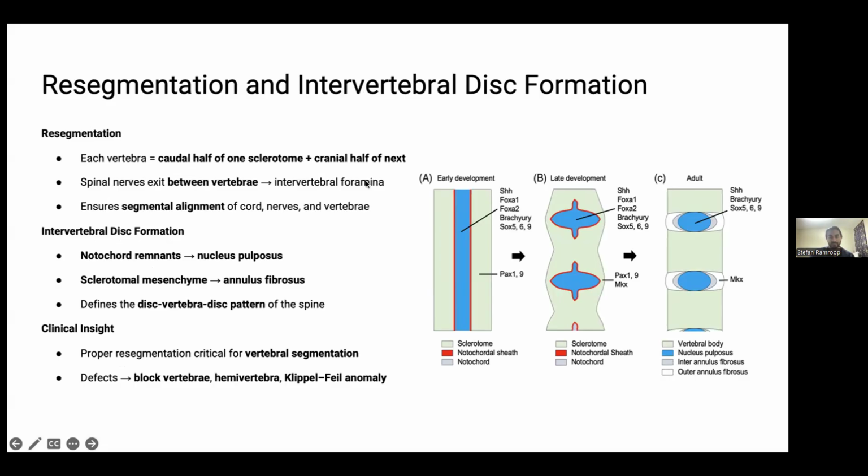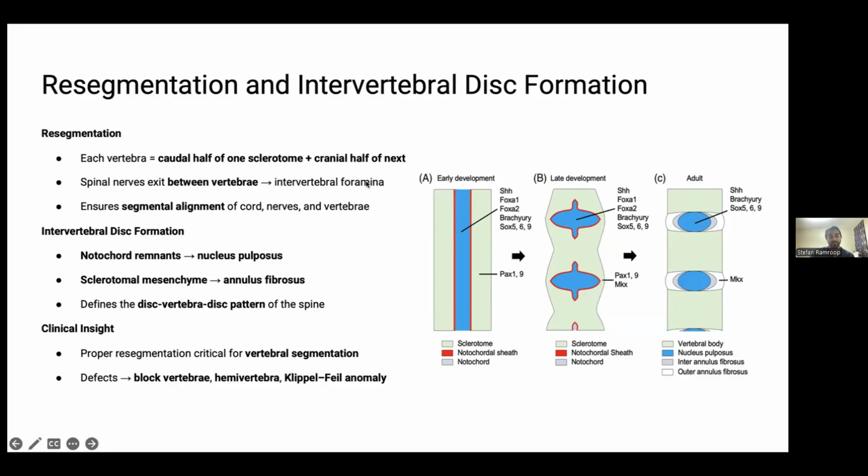Meanwhile, the intervertebral discs form right where the original notochord persists, which you can see in the picture on the right-hand side. The central portion of the notochord remains as the nucleus pulposus, and the surrounding mesenchymal tissue differentiates into the annulus fibrosus, and that's going to create the intersegmental joints of the spine in a disc-vertebra-disc pattern.